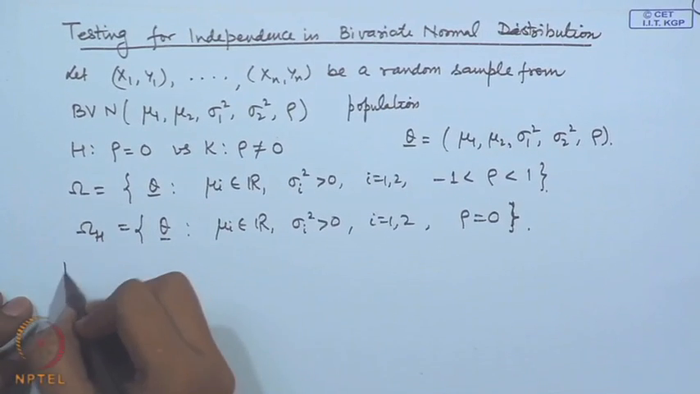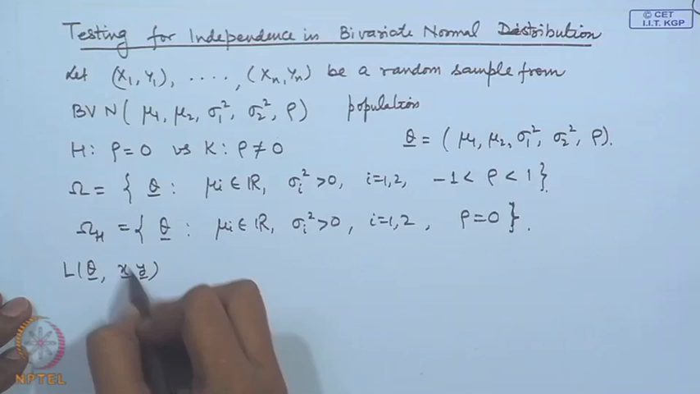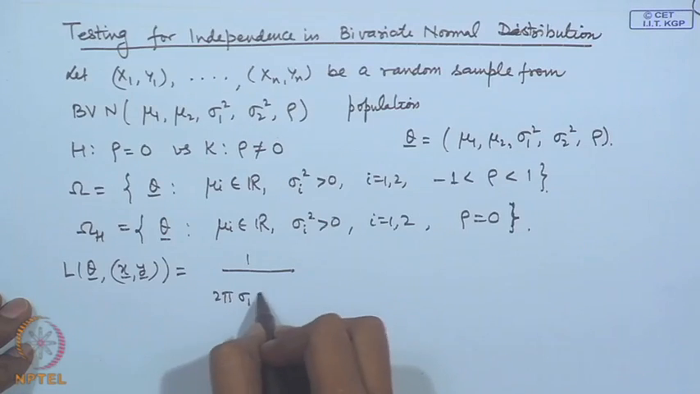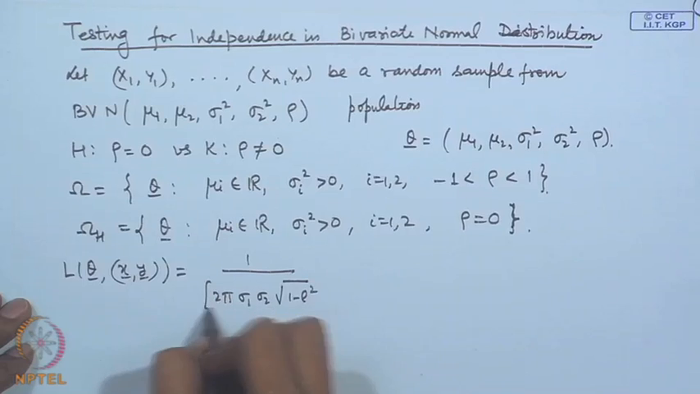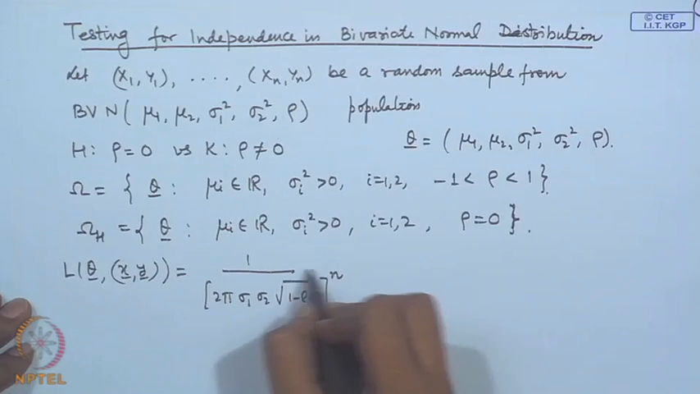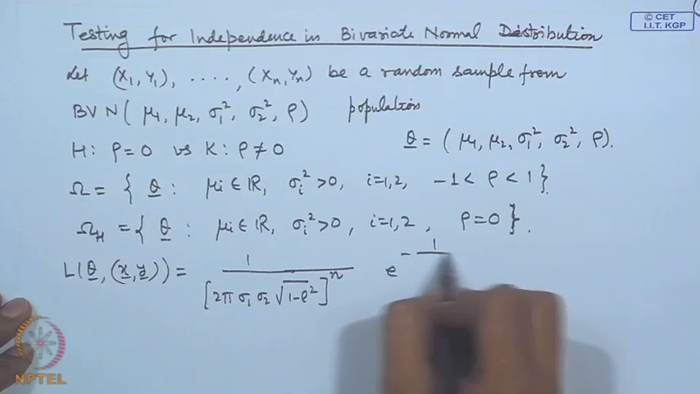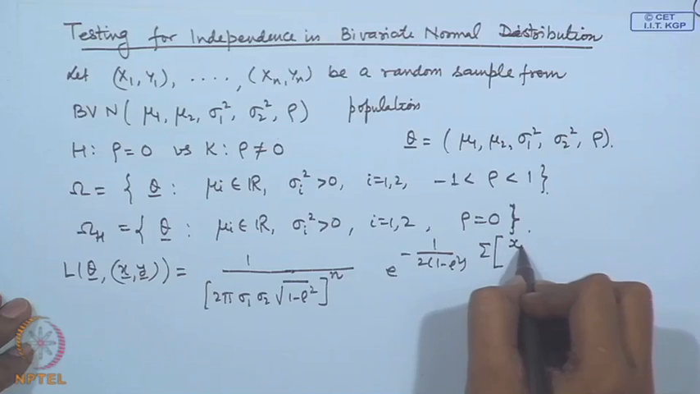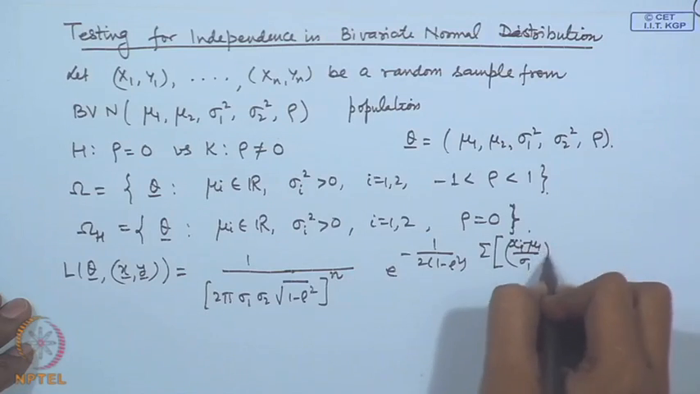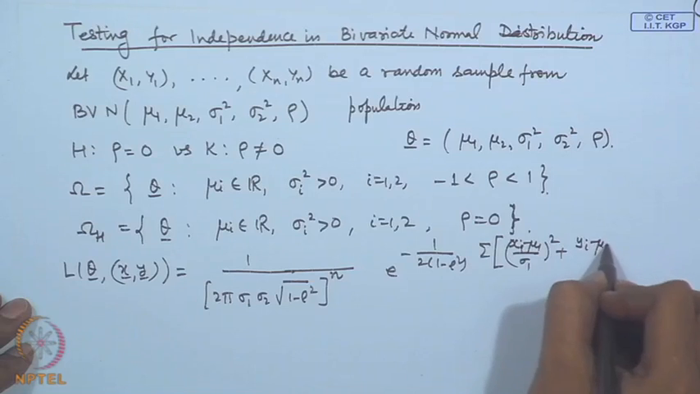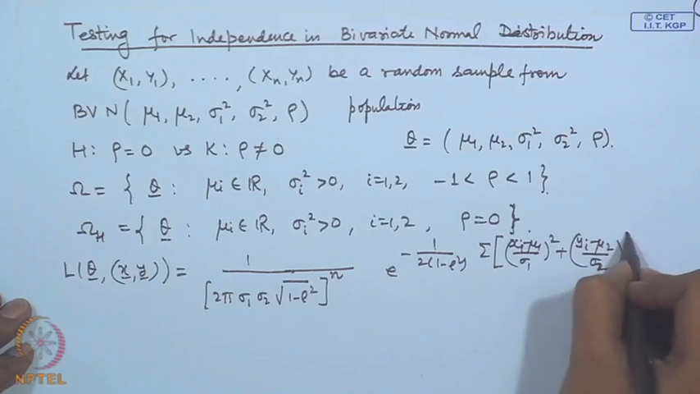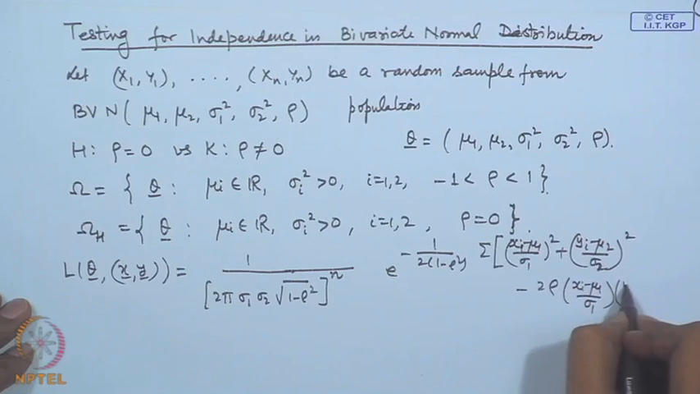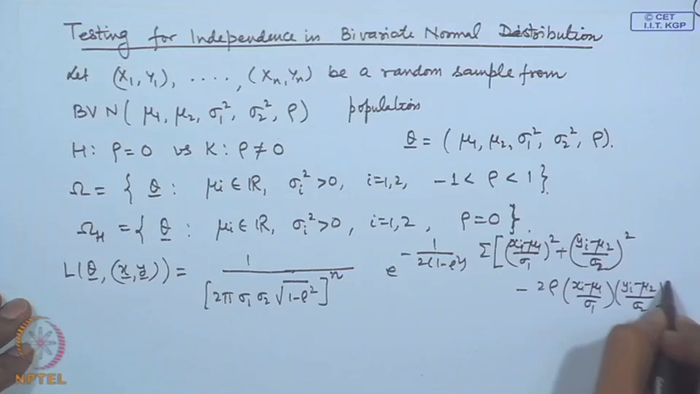So, the likelihood function here, that is equal to (1 by 2 pi sigma 1 sigma 2 root 1 minus rho square) to the power n, e to the power minus 1 by 2 (1 minus rho square) times sigma of [(x i minus mu 1) by sigma 1] square plus [(y i minus mu 2) by sigma 2] square minus 2 rho (x i minus mu 1) by sigma 1 times (y i minus mu 2) by sigma 2.